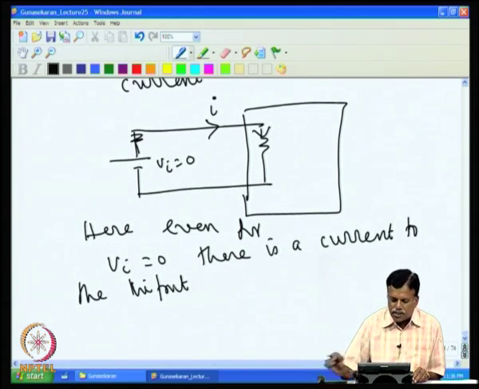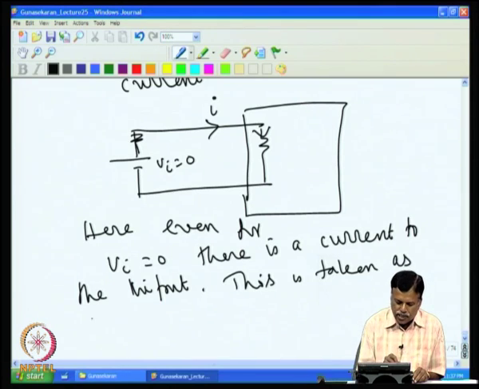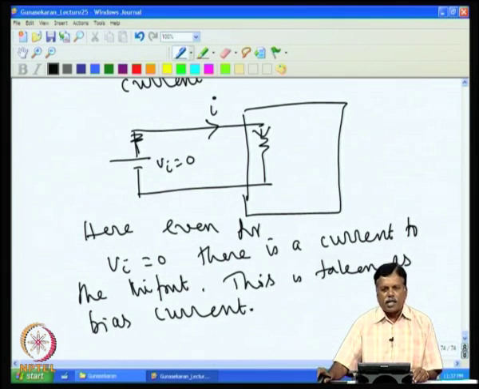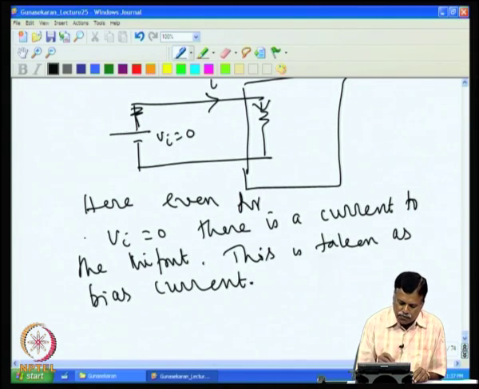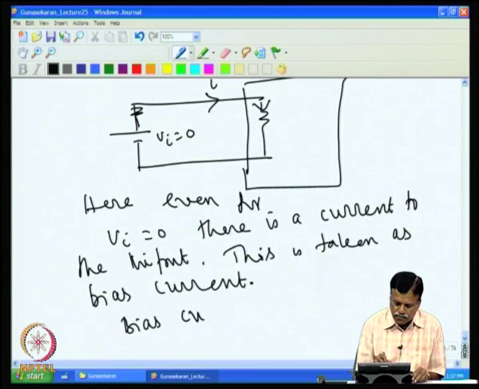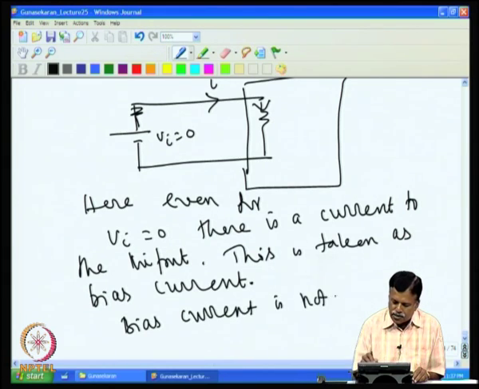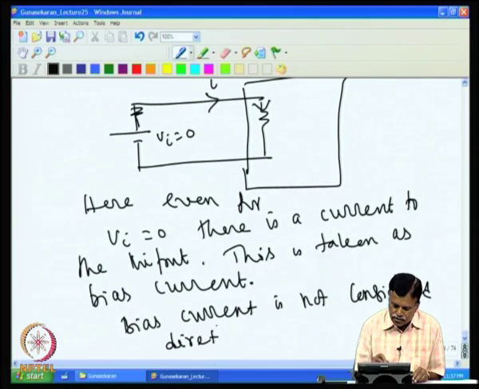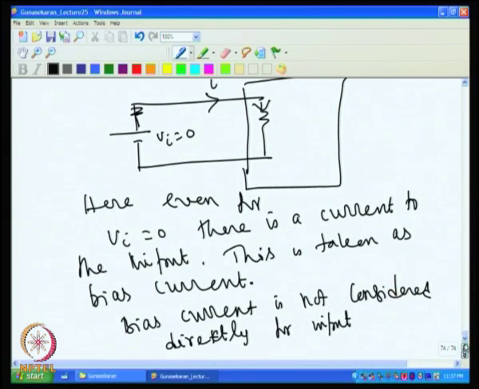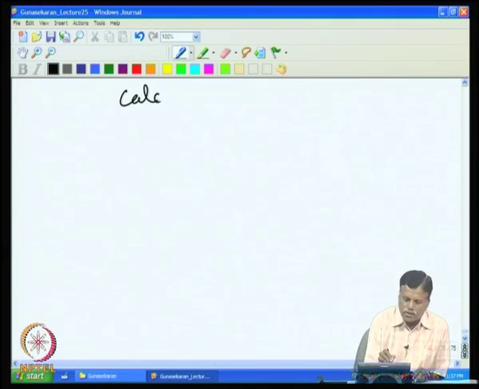This is taken as the bias current. So we are not considering bias current directly for the input resistance calculation.